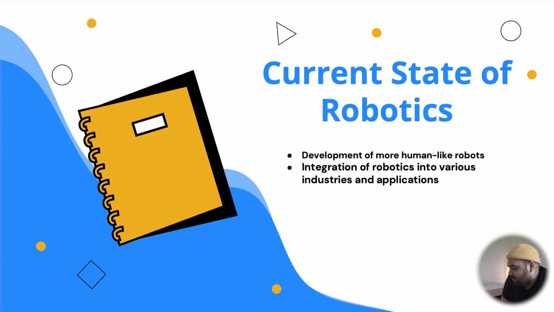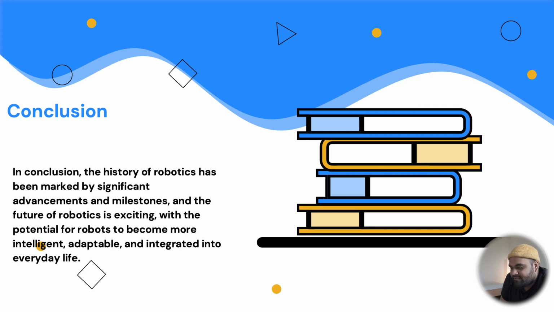So to conclude, the history of robotics has been marked by significant advancements and milestones, and the future of robotics is exciting, with the potential of robots to become more intelligent, adaptable, and part of everyday life. Clearly, you can see that things are shaping up. If you are planning to go into the field of robotics, I think it's a very good time right now. Another important thing to understand is that resources regarding robotics are becoming very, very easy to find, like even this course. It's going to give you a lot of edge when you talk about robotics.